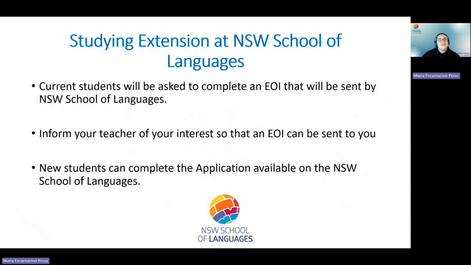Finally, studying extension at New South Wales School of Languages, if you are looking at applying and you're a current continuers student, you can ask your teacher about the extension course, and we'll provide you with an EOI that will be sent to the New South Wales School of Languages. Inform your teacher that you're interested so we can send you an expression of interest form. If you currently don't study with us, new students can go to the New South Wales School of Languages website and obtain an application form.